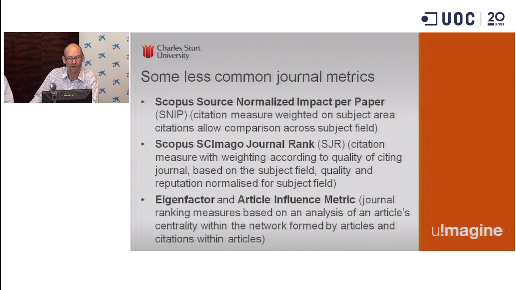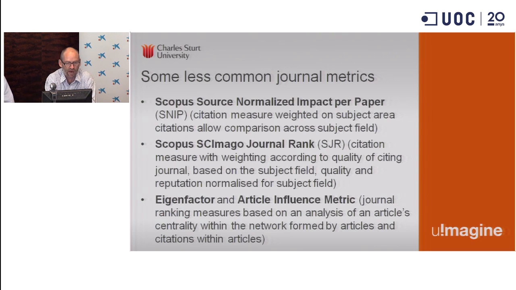So the source normalized impact per paper corrects for those different citation practices across disciplines so that you can compare the citation measure in one discipline with the citation measure in another. Now, there are differences of opinion over whether that's a sound thing to do, because perhaps the citation numbers in the different disciplines reflect the actual citation practices of those disciplines, and perhaps a higher number is actually a higher quality. And therefore, to normalise that is to artificially correct. So there's some debate there.